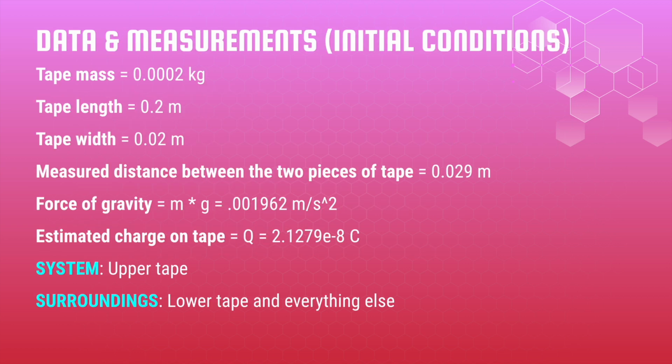Here's the data and measurements for the lab, which is what I used as the initial conditions in my GlowScript code. The mass of the tape was 0.0002 kilograms, the length was 0.2 meters, the width was 0.02 meters, the distance between the two pieces of tape was 0.029 meters, the force of gravity was 0.001962 newtons, and the estimated charge on a piece of tape was 2.1279 times 10 to the negative 8th coulombs. This system was the upper tape, and the surroundings were the lower tape and everything else, including Earth.